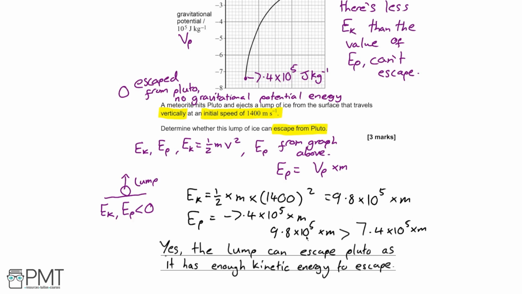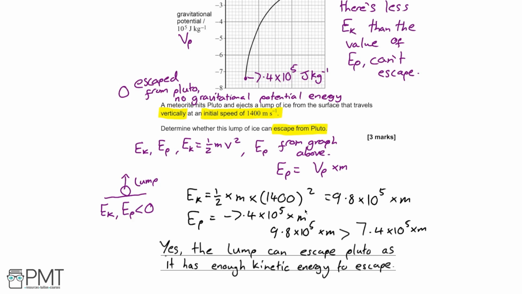Note that we didn't actually ever need to know the mass of the lump because we were dealing with the gravitational potential, which is related to the gravitational potential energy by multiplying by the mass, and we had the kinetic energy, which contains a factor of the mass. So because it appears on both sides, we didn't ever actually need to know what m was in order to do this calculation.